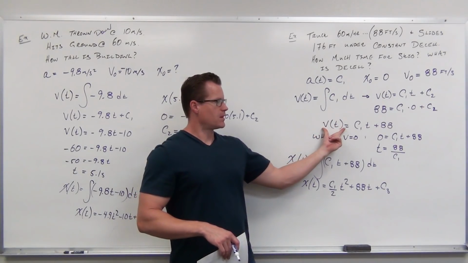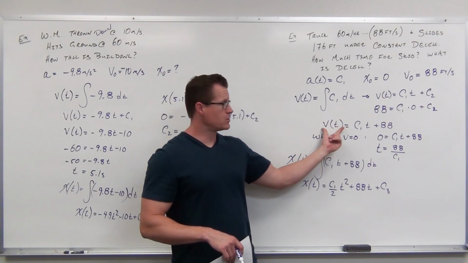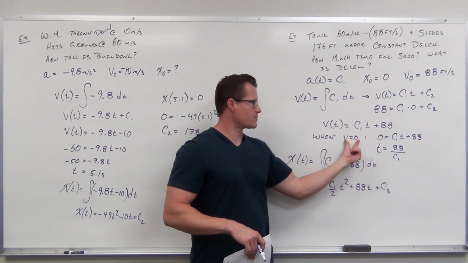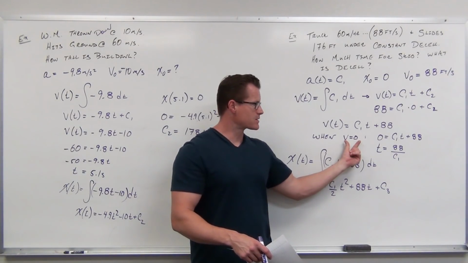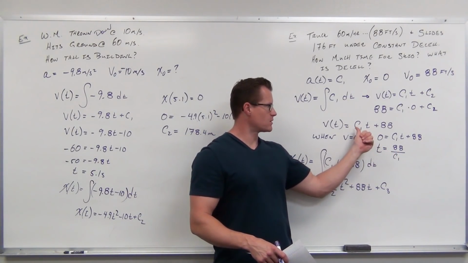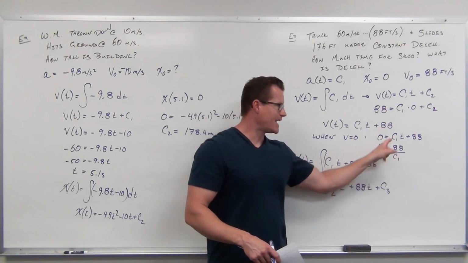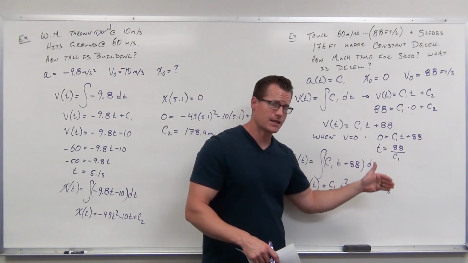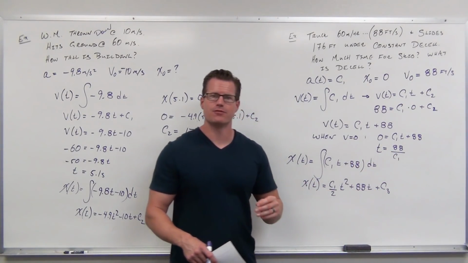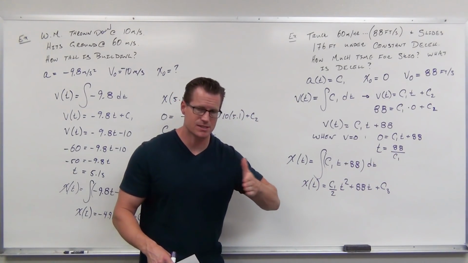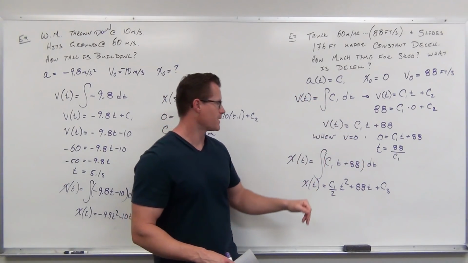end of our slide, our velocity should be 0. So it doesn't matter what this is. Our velocity is 0 at the end of it. That's going to be this time. So 0 equals c sub 1t plus 88. If we solve for t, I don't know C1, but when I find it out, I'm going to be able to plug it in and figure out how long it took me to slide or to complete that skid.